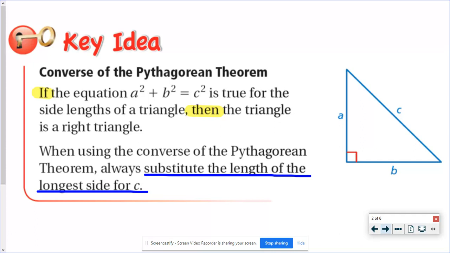So what we're going to be doing is substituting in the three side lengths that they're giving us. So instead of trying to find a side length, we are going to be given all three side lengths. We're going to substitute them in and see if it works. The really, really important thing is that you have to have the longest side, the biggest number, substituted in for the c, the hypotenuse. The c is always the biggest number.